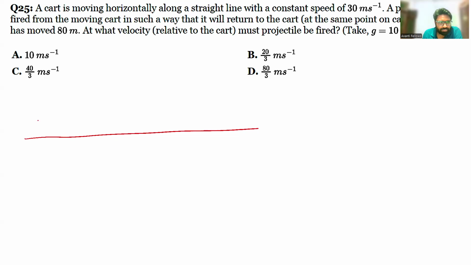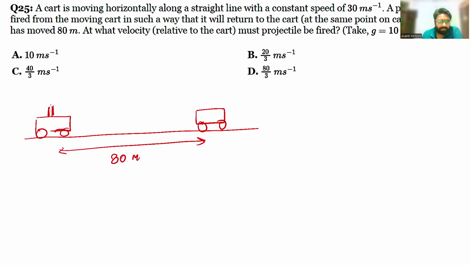So here is the situation, let's say this is the cart over here. A projectile thrower is placed at the top of it. And now the cart has moved 80 meter. So let's say this projectile is fired upward with respect to the cart. It also has a horizontal velocity.